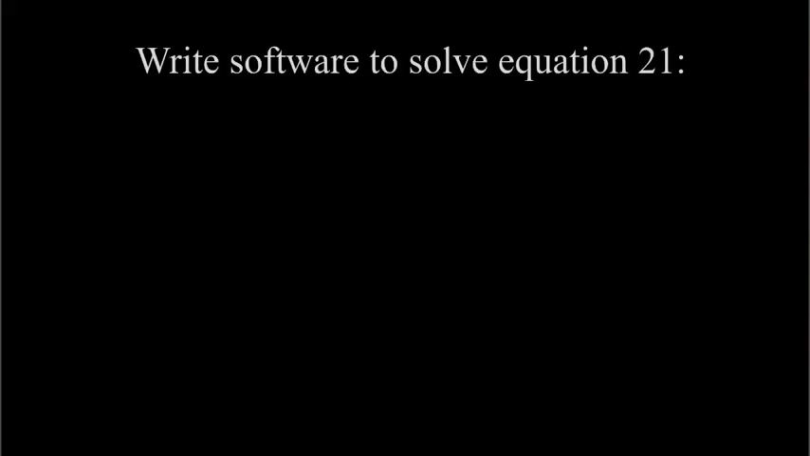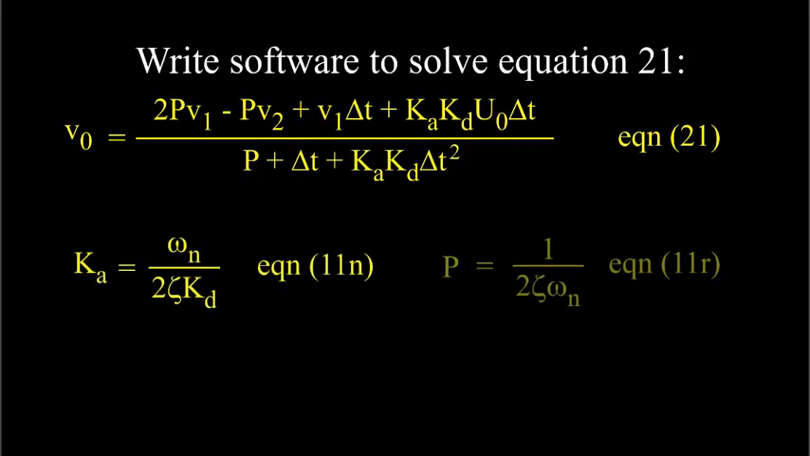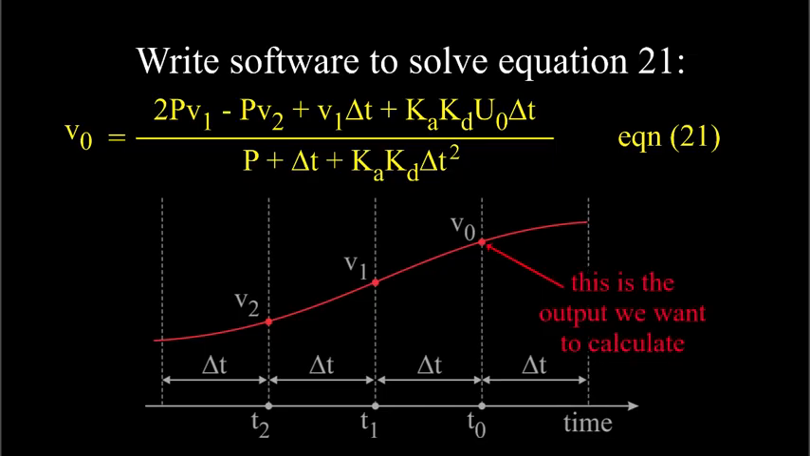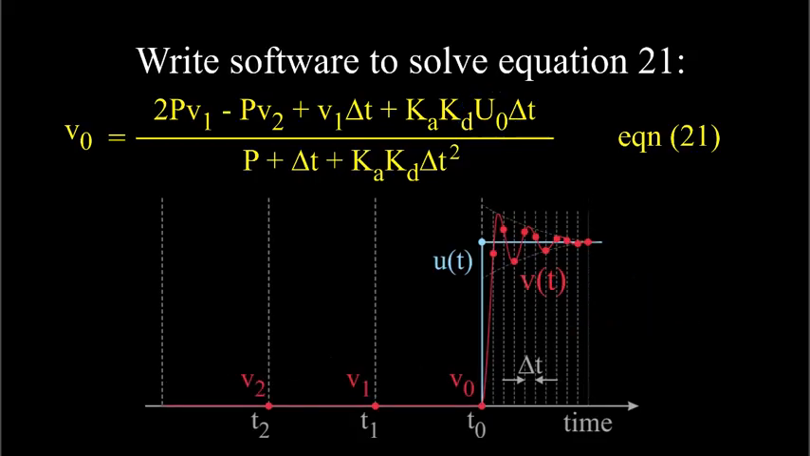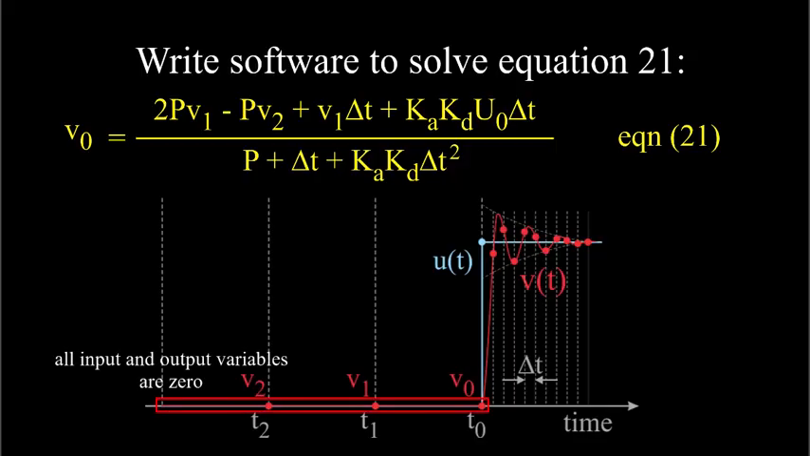Now, write software that repeatedly solves equation 21 in little time steps. And then write it so the user can choose delta t, the size of the small time step. Now the input is the demanded position as a function of time, u, the function u, and the output is the achieved position as a function of time. The initial position values are, let's say, all 0 to start. That means v0 equals 0, v1 equals 0, and v2 equals 0 at time t equals 0.